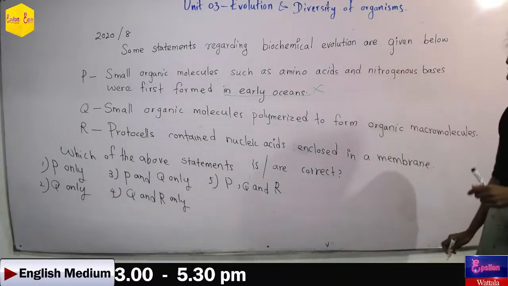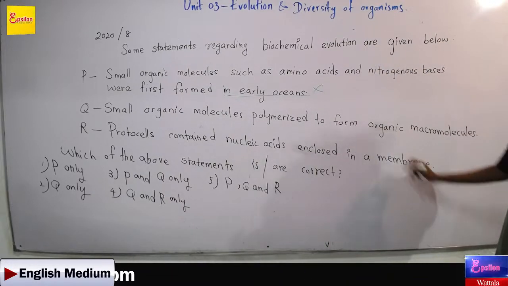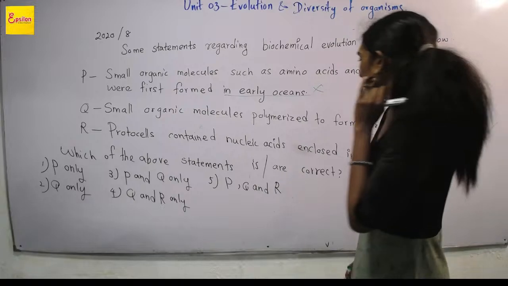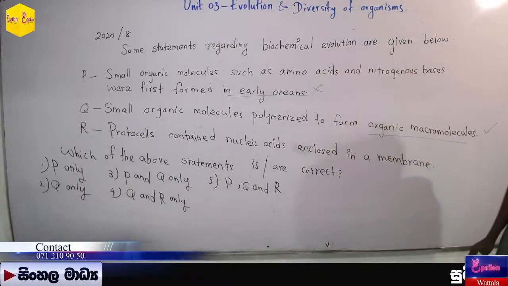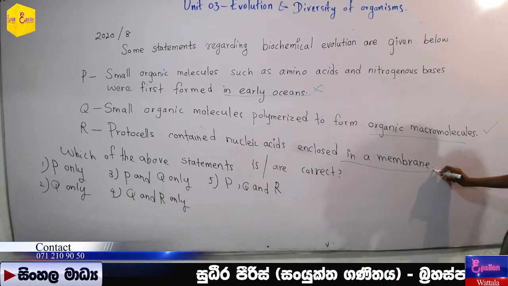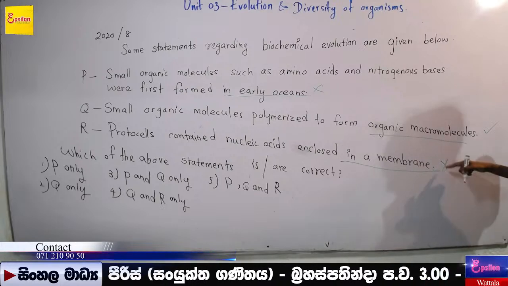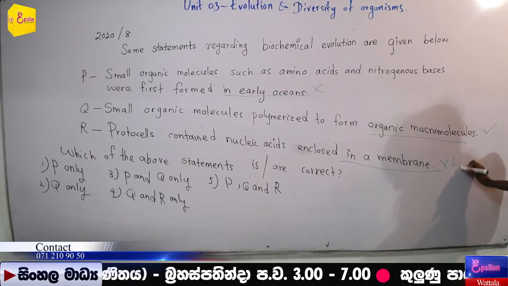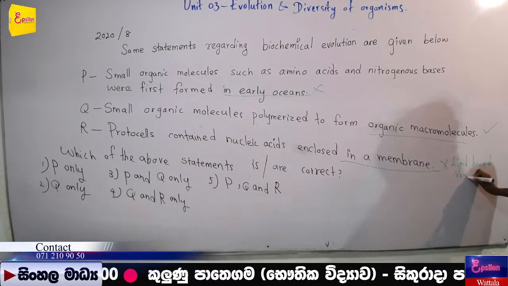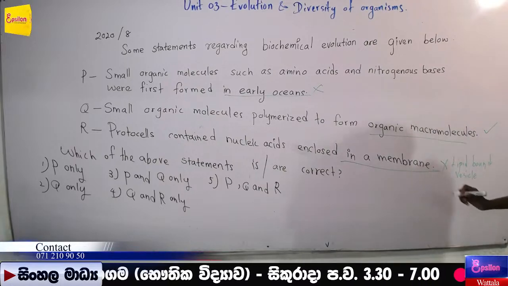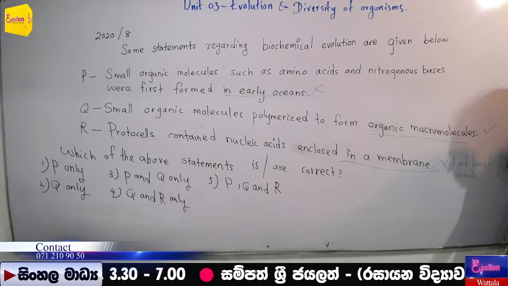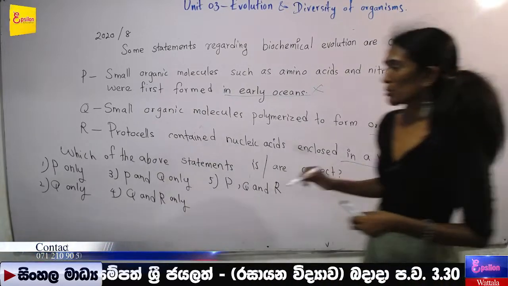Then small organic molecules polymerize to form organic macromolecules. This is correct. Protocells contain nucleic acids enclosed in membrane. Is it a membrane or lipid bound vesicle? Lipid bound vesicle. So they have taken this also as wrong. Lipid bound vesicle. Got it? Understood? So the answer is Q only, answer 2.